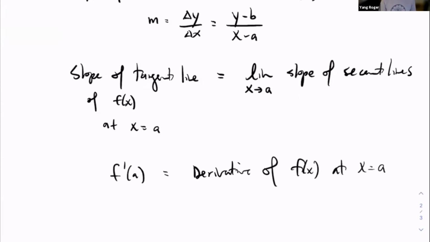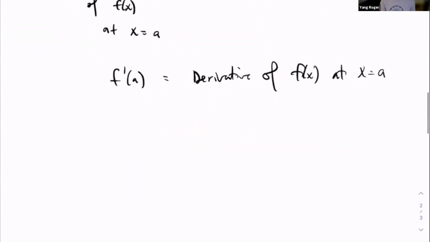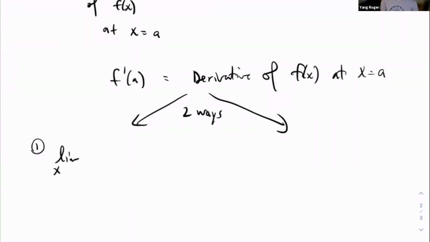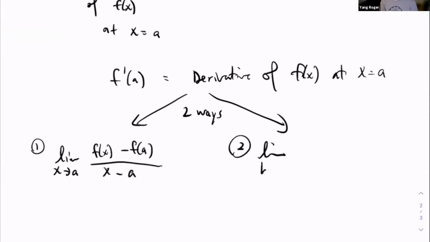Now, when you watch the video, you see that there are two ways to do this. The first way was you take the limit as x approaches a of f of x minus f of a over x minus a. And the second way is the limit as h goes to 0 of f of a plus h minus f of a over h.